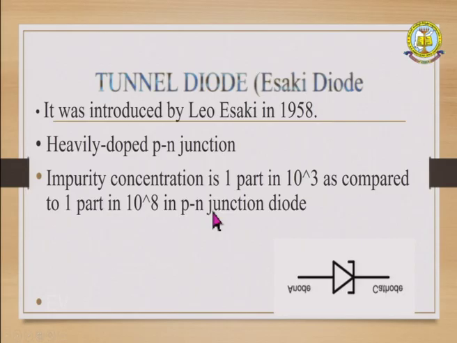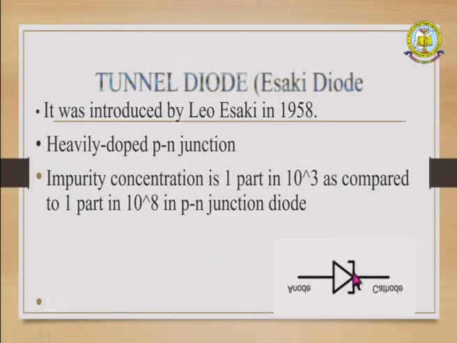Next, different types of diodes. The main types are the Zener diode, tunnel diode, photodiode, light emitting diode and varactor diode. Look here at the diode symbols. This is the anode and this is the cathode. The ordinary diode symbol is only a straight line, with the anode on one side and the cathode on the other.